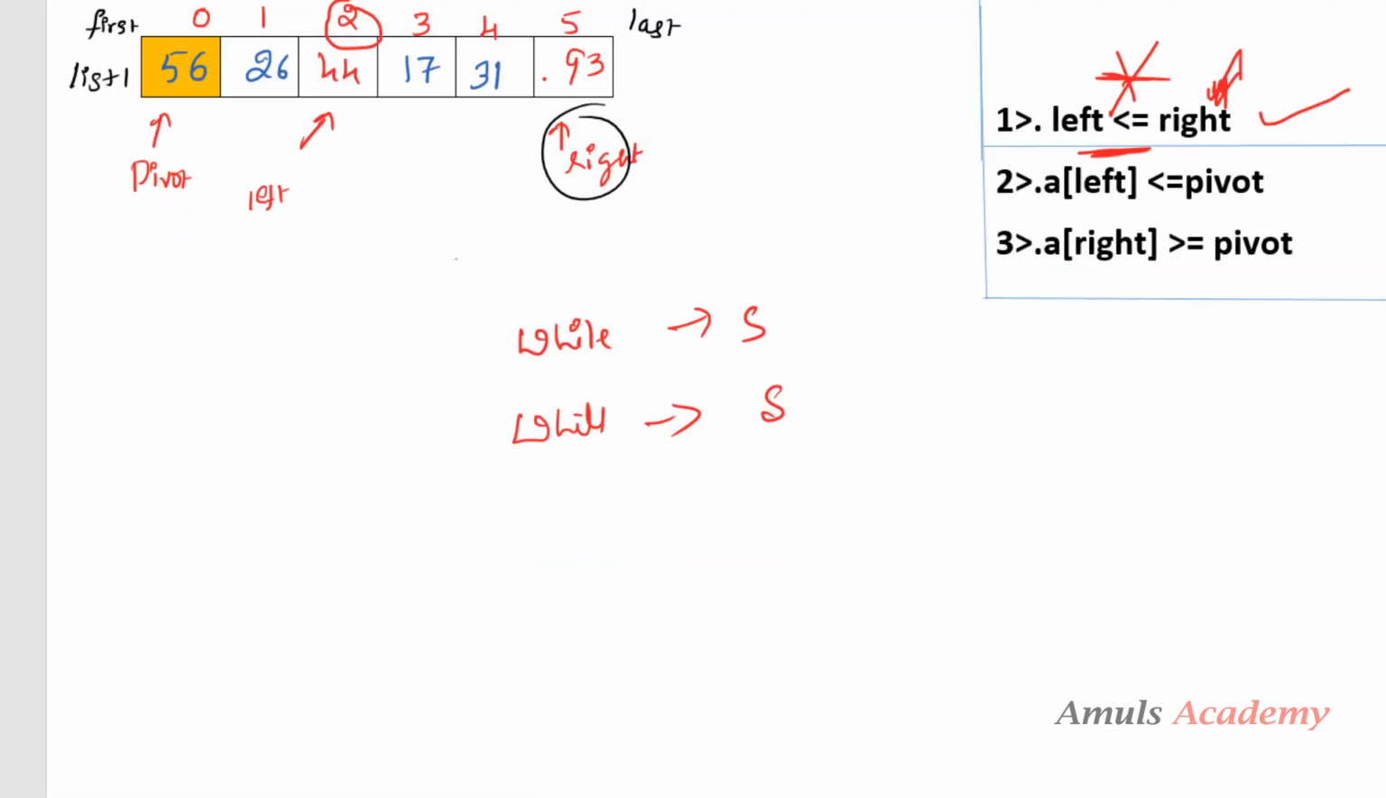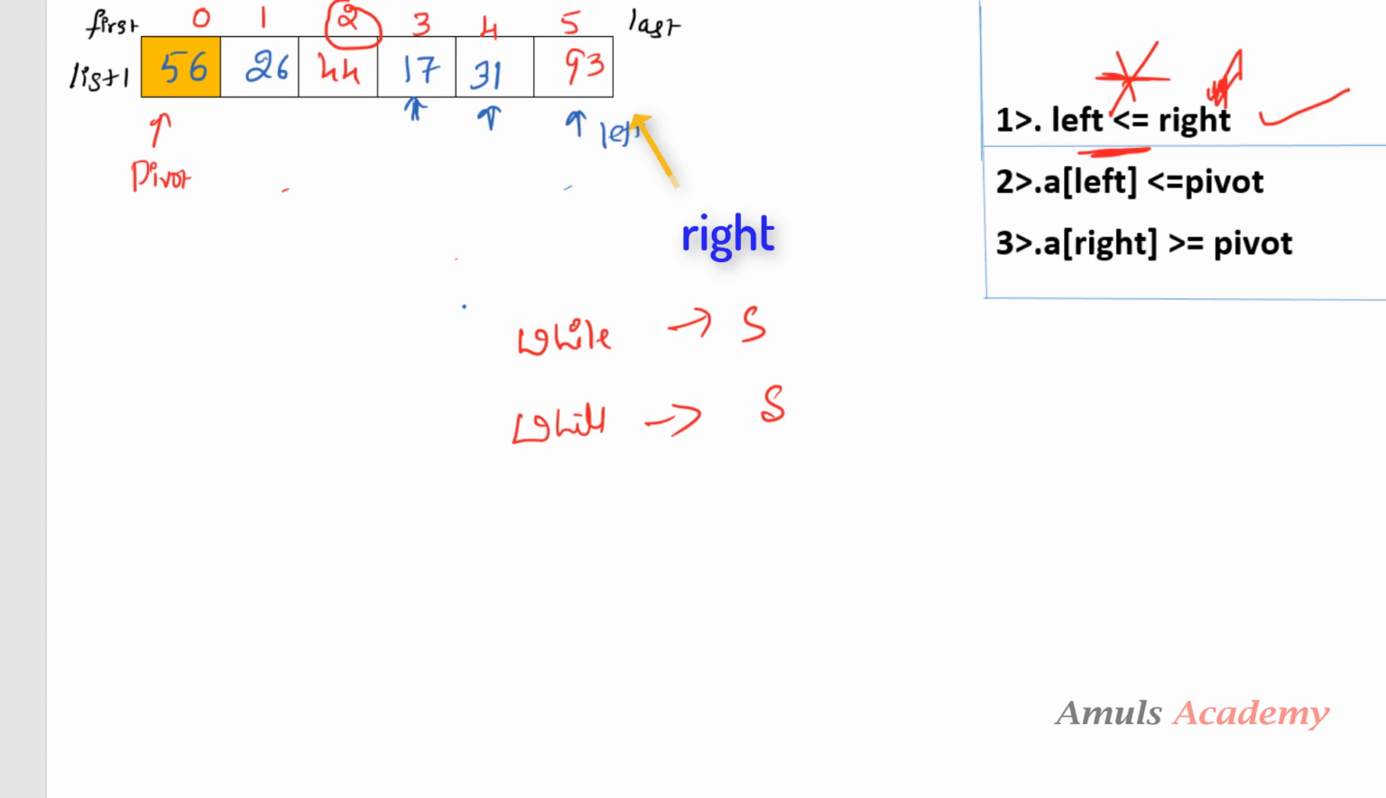So in this example, I'll check whether 44 is less than or equal to 56, true. So I'll go to the 17. 17 is less than or equal to 56, true. So I'll again go to 31. 31 is less than or equal to 56, true. Again I'll go to 93. I'll check whether 93 is less than or equal to 56. No, right? So this condition becomes false. So I'll stop here only.